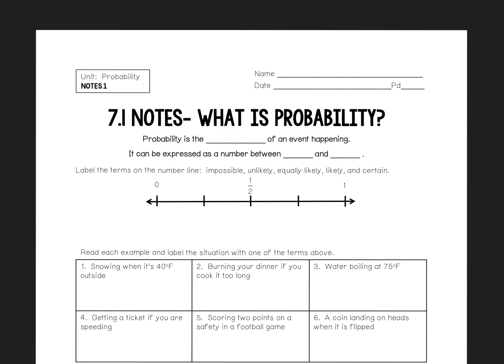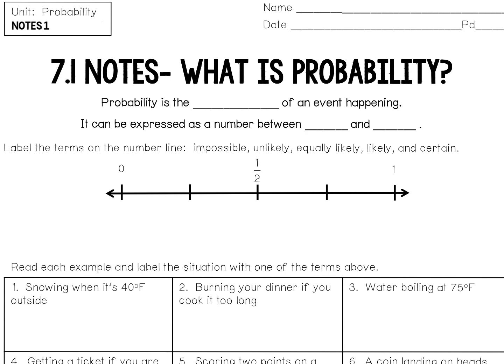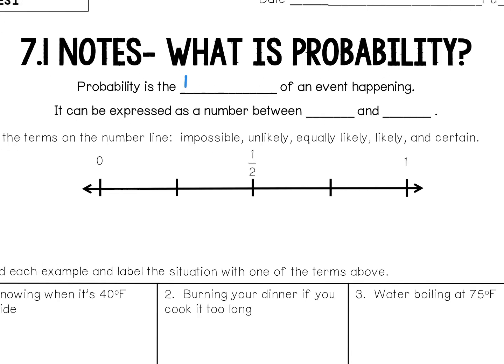So this is the first lesson of 5 in the probability unit, and this just pretty much goes over helping us understand what probability is, how to identify a probability, and what it can help us forecast. So probability is the likelihood.